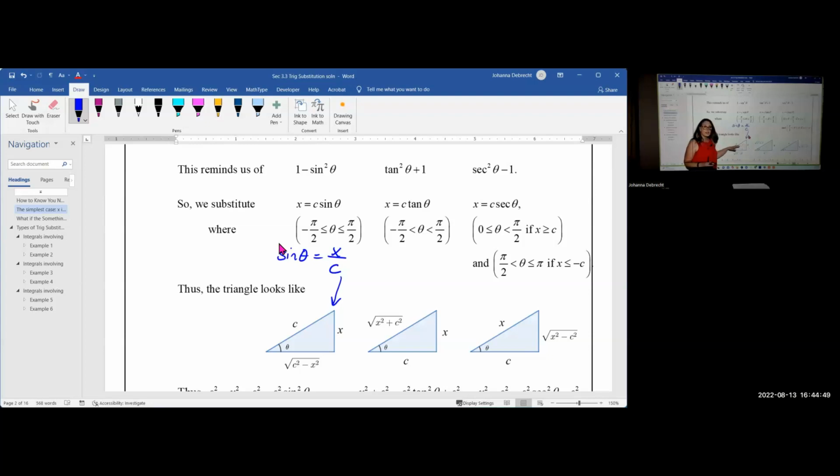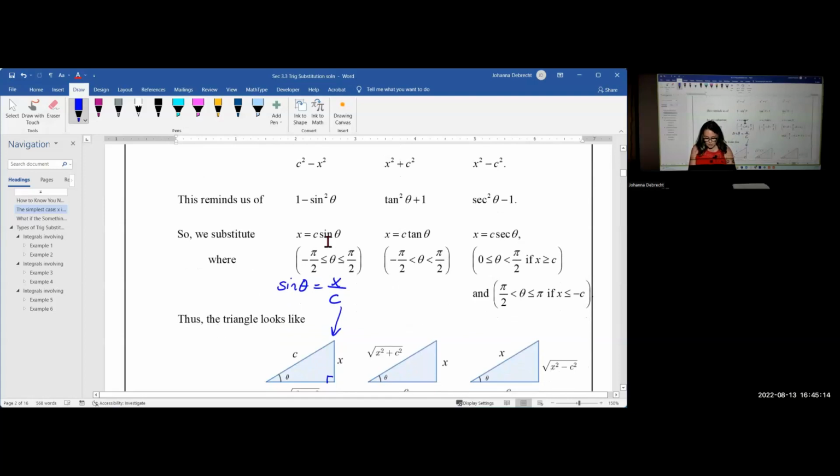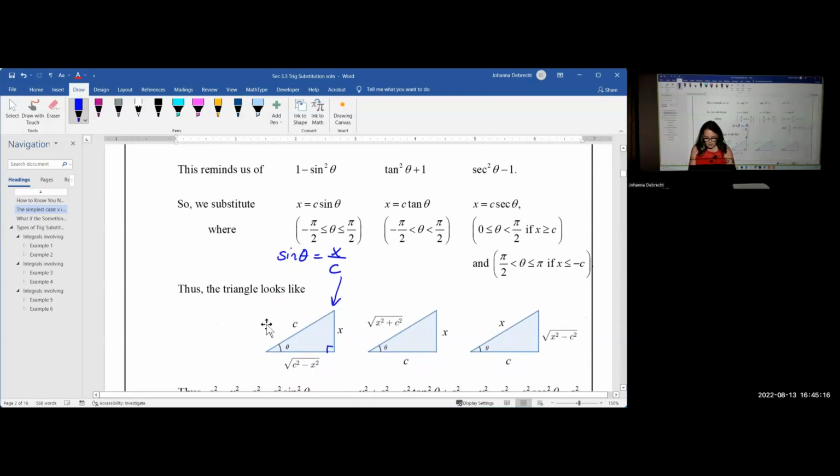So if these two sides are set, then because this is a right triangle, and I really should have a right angle down here in the lower right corner, I can use the Pythagorean theorem to get the third side, which is the square root of c squared minus x squared. But that's where this started, right? Remember that we were substituting c squared minus x squared in the very beginning. So in essence, what we have is a relationship between the two through right triangle trigonometry.